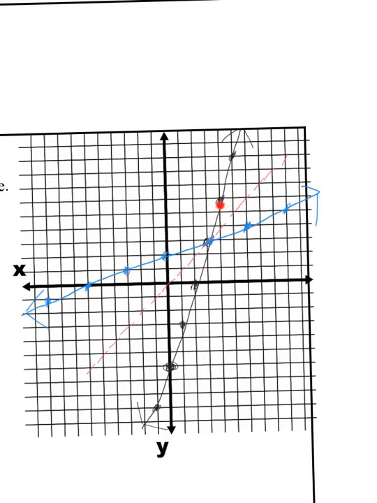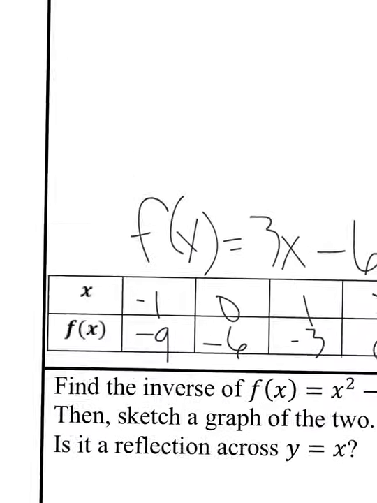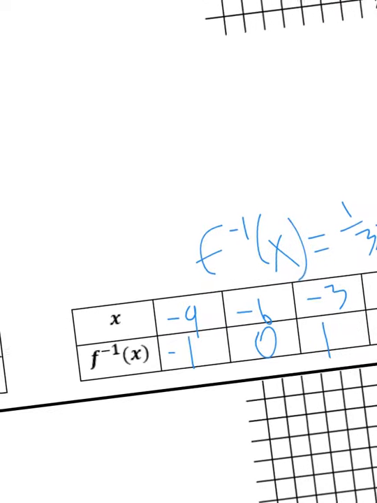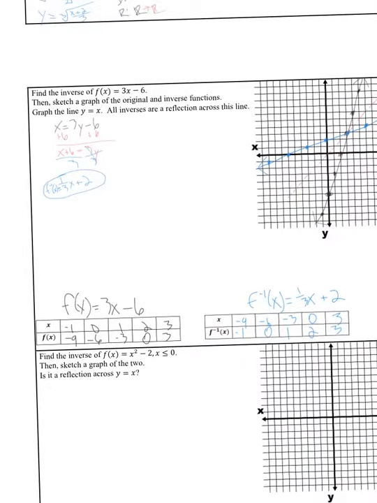How do you know for sure? You just take the coordinates and they should be in the reverse order. So if something's at 2 comma 3, then it should be at 3 comma 2 on the other line. Or over here, if something's at -1, -9, it'll be at -9, -1 on the inverse, okay? So that's all I wanted to say about the y equals x thing.